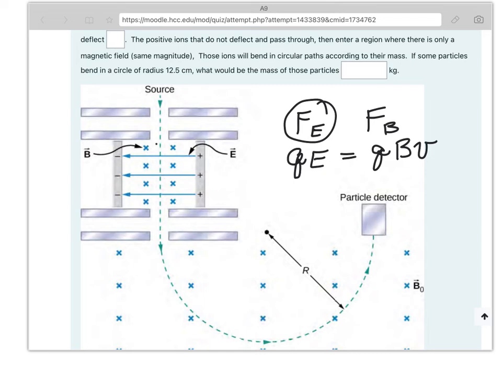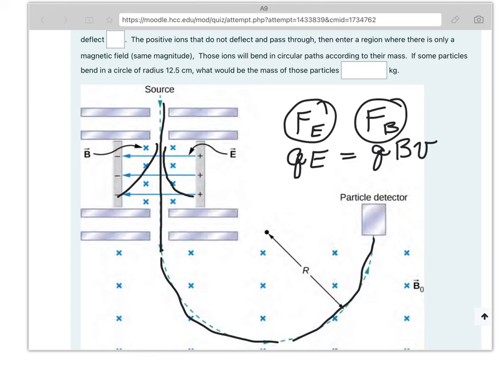If the force due to the electric field is stronger, the particle will move in the direction of the field and not pass through this device called a velocity selector. If the magnetic field is stronger, then the charge will bend this way and it won't get through. But if these two are exactly equal, the particle will pass right through into the magnetic field, where it then bends in a circle according to the equation that we have used many times, QB equals mv over r, that we derived earlier.